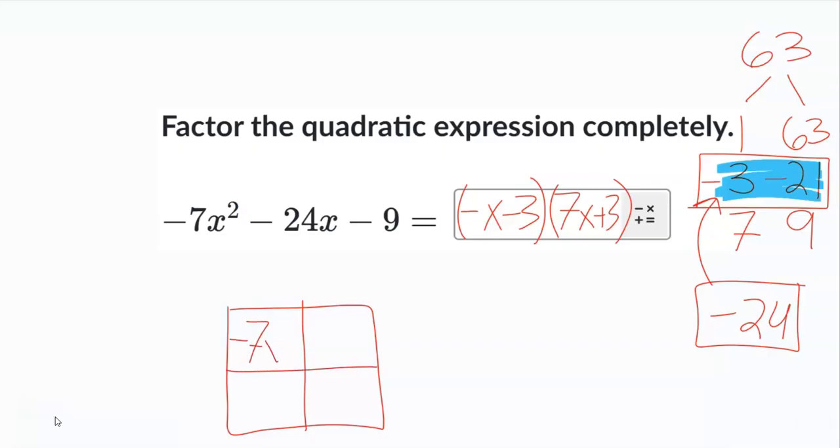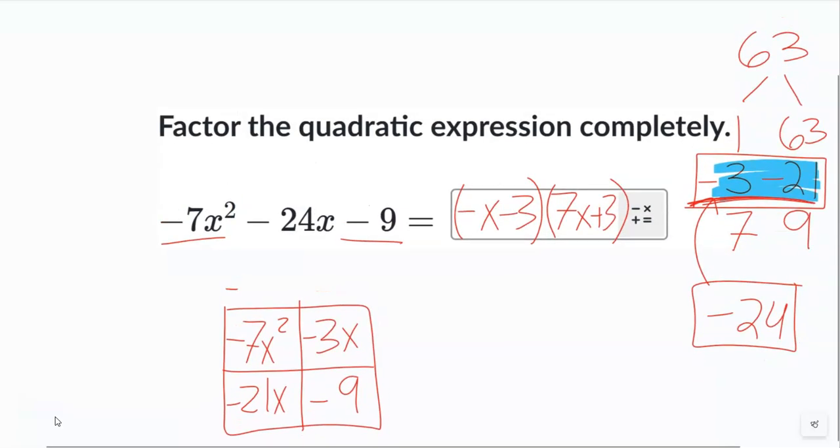Up here, you write the first term, then the last term goes down here, and then kind of like the last step, we're going to take what's in our blue over here, the -3 and the -21, and put them in these boxes with an x behind it. And just like we did, we're going to factor out. I like to factor out going up, so -7x squared and -21x. What is common in both of those? We can factor out a -7 and an x.